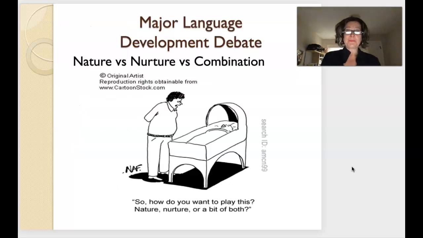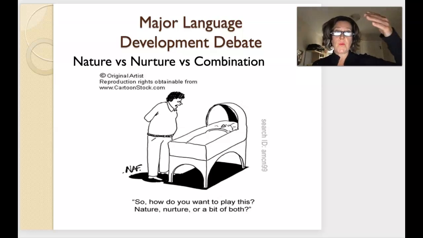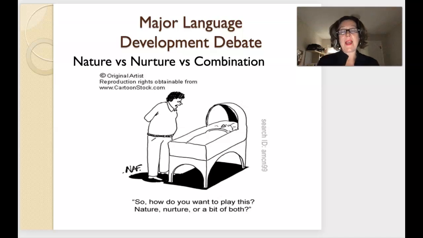Basically, the foundation of the language development debate depends on nature versus nurture, or some kind of combination of nature and nurture. Nature is that you are born with it innately; it's part of your genetics, of how you take in language. Nurture is all about the external. What is influencing you from beyond, and how is that impacting your language development?